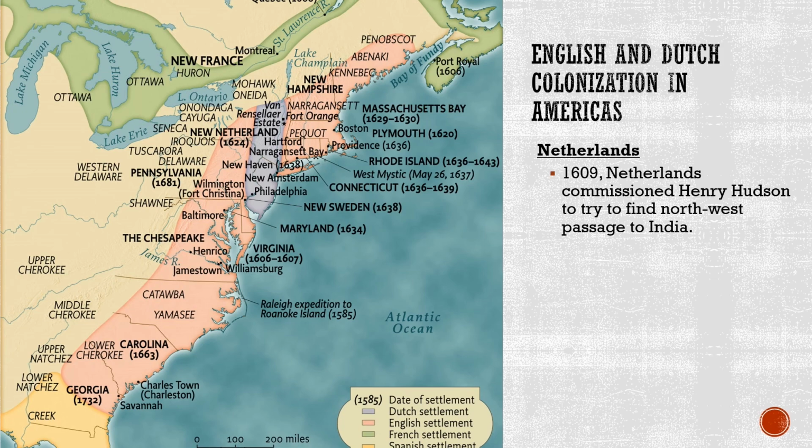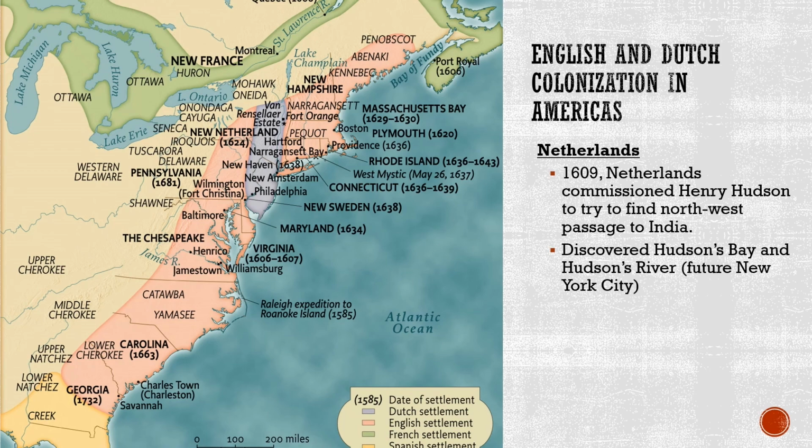So the Netherlands in 1609 commissioned Henry Hudson to try to find a new passage to India. It always starts with trying to find a way to get to India, and then they essentially realize that's not possible and they have to set up a colony here. He sailed into Hudson's Bay and came upon Hudson's River, which is the future site of New York City. And in 1625, the Dutch, in fact, founded a city there, which they called New Amsterdam.